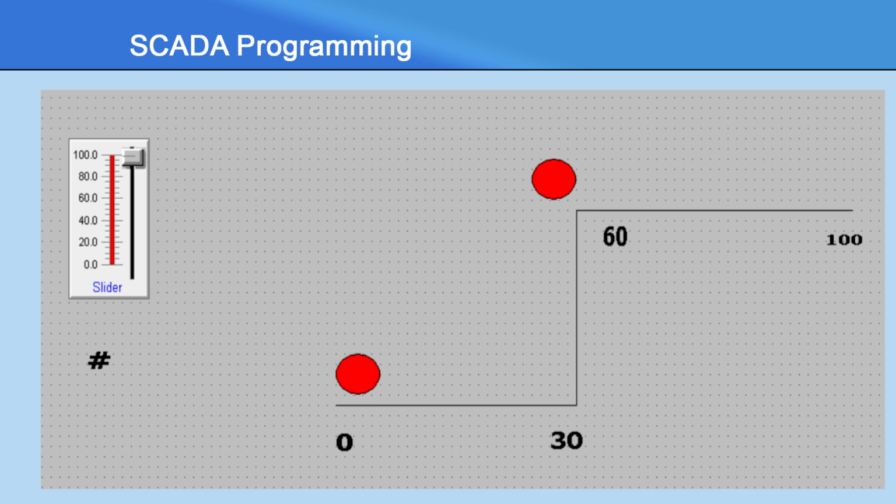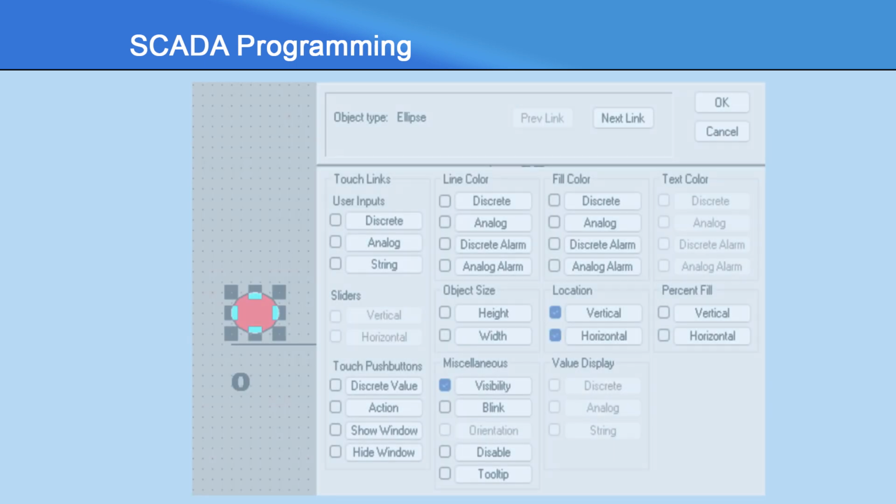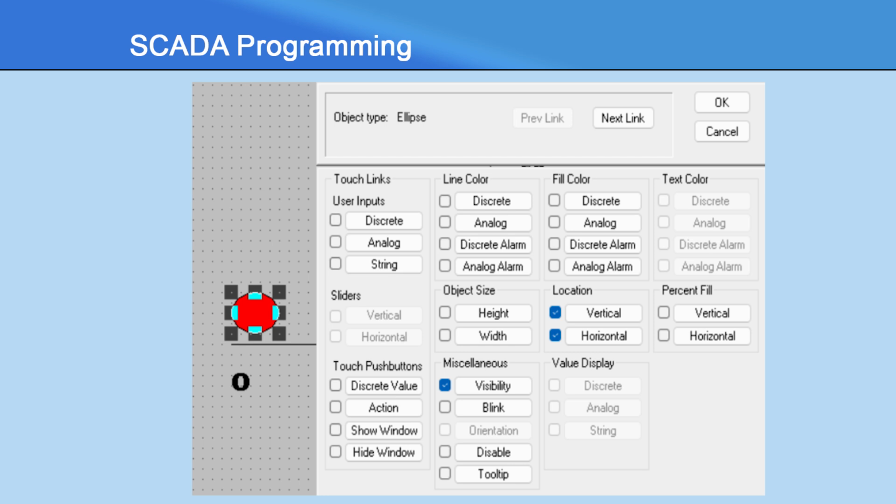As you can see here, I have a slider and a red ball with the positions 0, 30, 60 and 100. I want to repeat that if you want to check the status of any component, you have to include the hash. Here we have included a hash for the slider. When you click on the hash, a property window will appear and you can set the properties there. Here we have selected the first red ball at 0 position. When you click on the first ball at the 0 position, this window will appear.